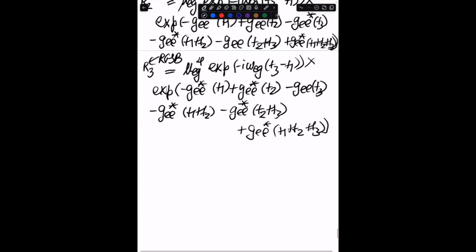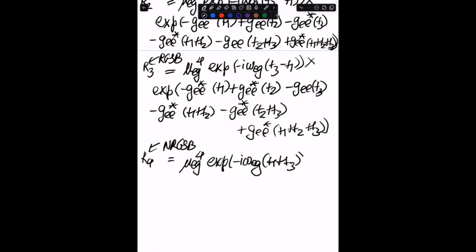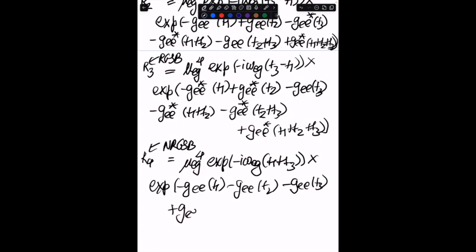And lastly, we have R4, which is your non-rephasing ground state bleach, and that is equal to mu_Eg to the power 4 exponential of minus i omega_Eg (T1 + T3) times exponential of minus G(T1) minus G(T2) minus G(T3) plus G(T1 + T2) plus G(T2 + T3) minus G(T1 + T2 + T3).